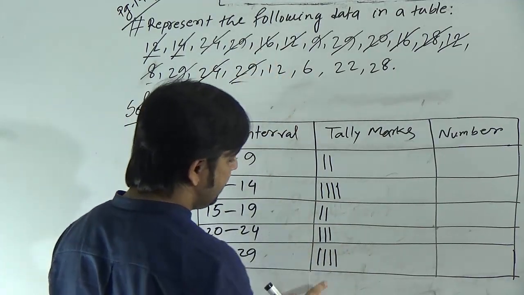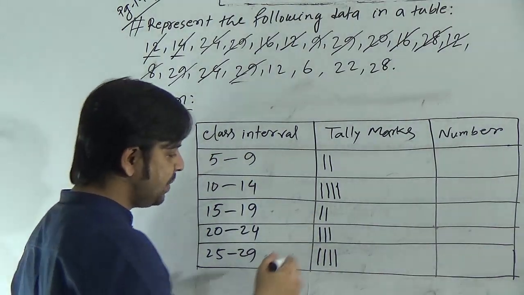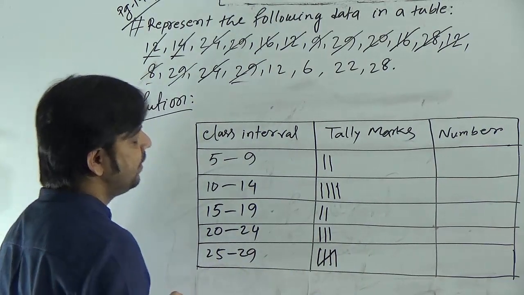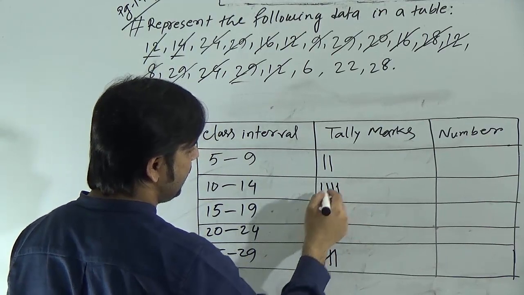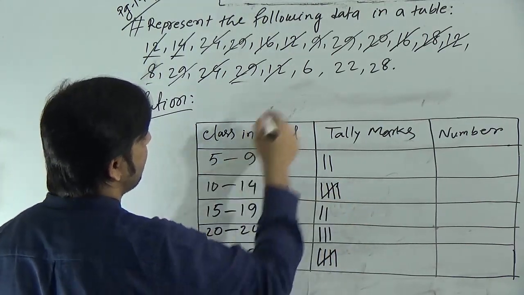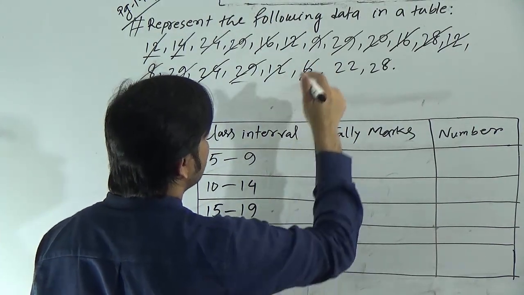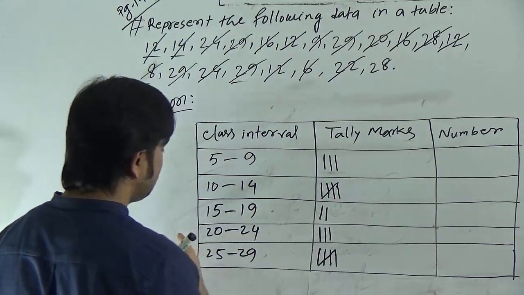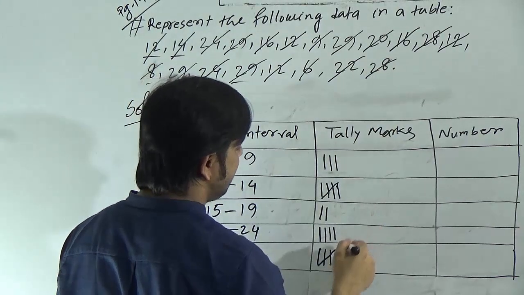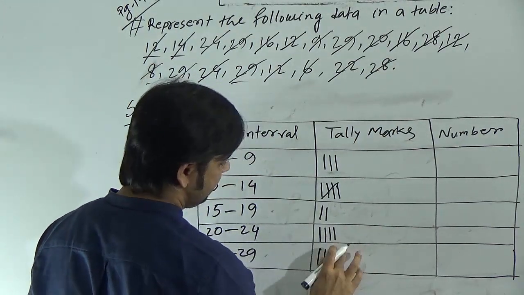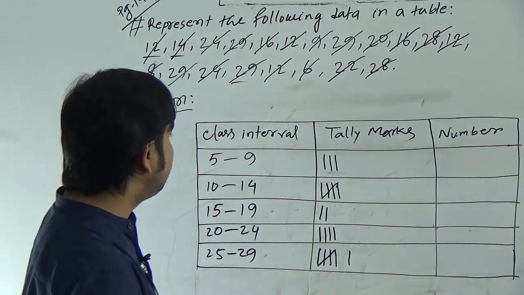29 again. Now dear students, observe, if you get 4 tally marks in the same class, then the 5th tally mark you have to give in this way. Now 12, where is 12? Here also 4 are done, so you have to give this tally mark in this way. Now 6 is in the first class. Now 22 is in the 4th class. 28 is in the last class. You can keep some space and then give. Okay dear students, now I have used tally marks.